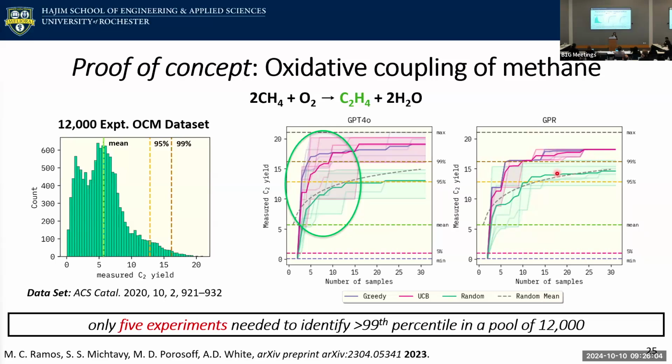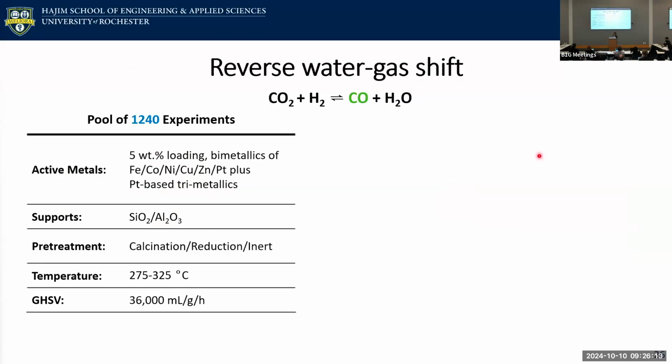So if we don't go through the whole language model workflow and we just run Bayesian optimization on the embeddings, we get very similar results. And so this was a really exciting result, and we wanted to extend this further to making real catalysts and doing things in the actual lab.